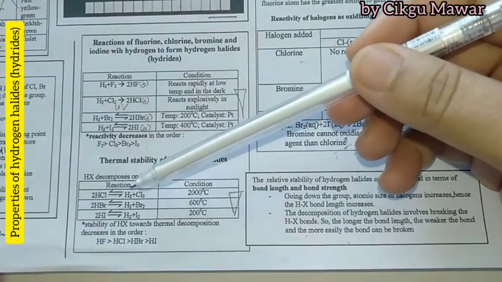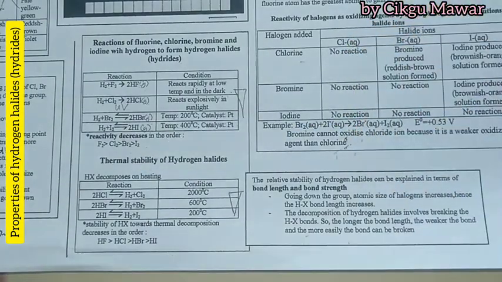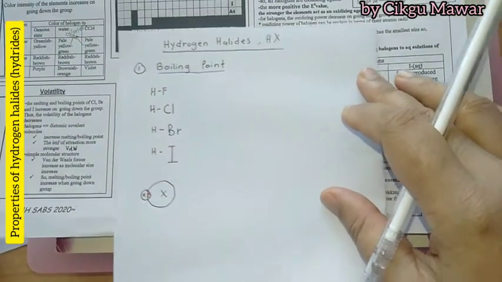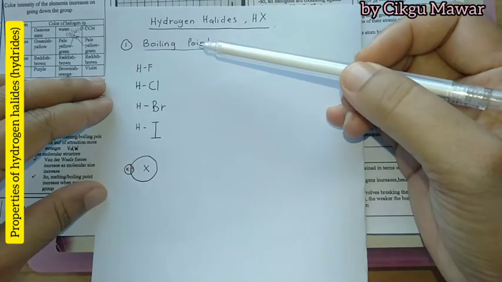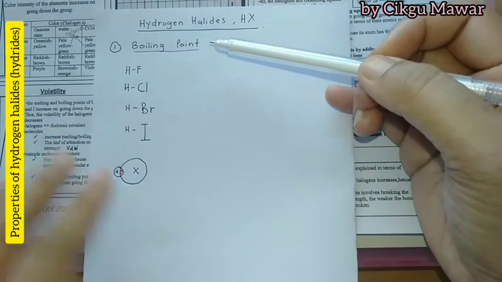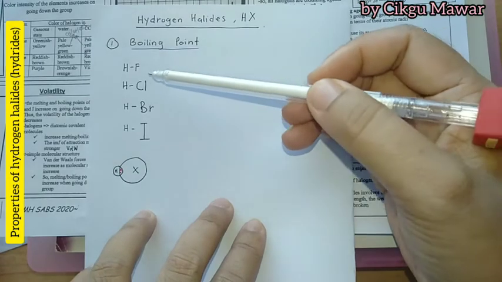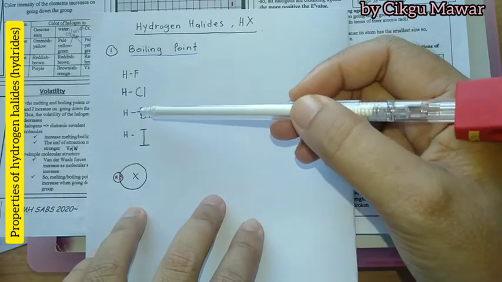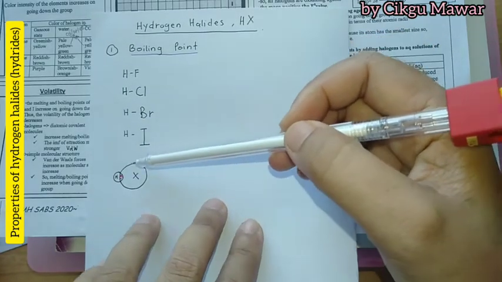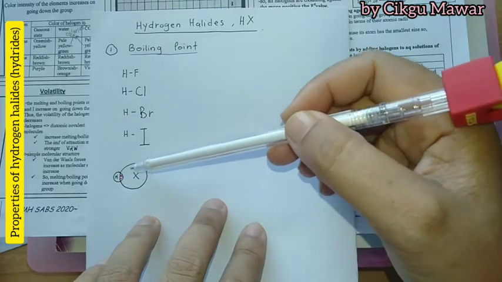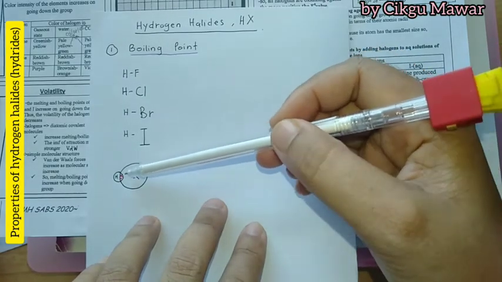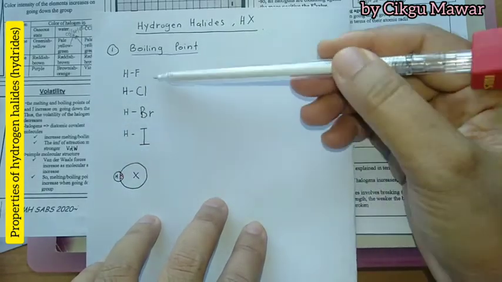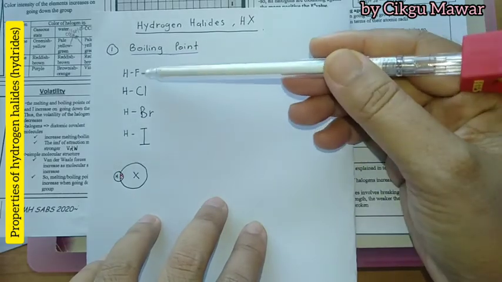Okay, what are the properties of hydrogen halide? In terms of properties, the first one is boiling point. If you look going down the group, we form hydrogen fluoride, hydrogen chloride, hydrogen bromide and hydrogen iodide. This is the structure of hydrogen halide, which shares electrons to form a covalent compound. So these hydrogen halides are covalent compounds.